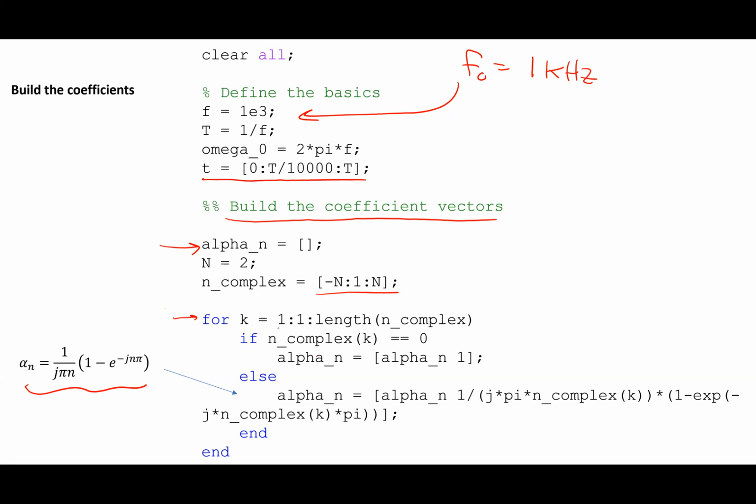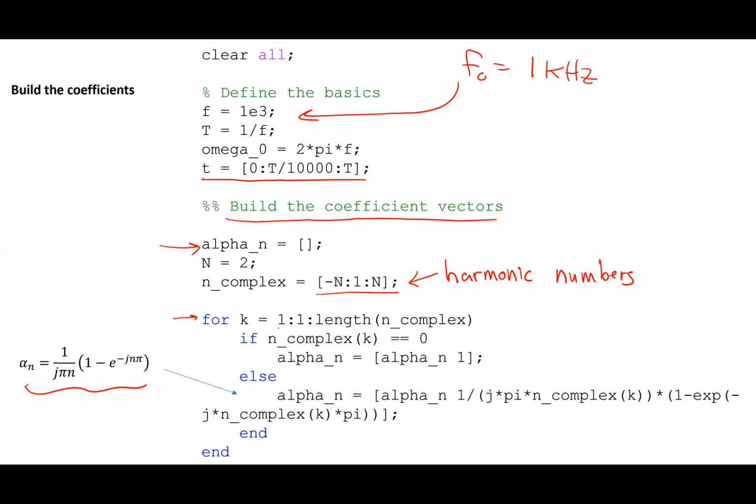And notice I've got an if statement in here. Why do I have if n complex of k is equal to 0? What is that if statement doing? Why did I put that there? Is that your DC term? That's my DC term. My n complex is basically the harmonic number. So these are the harmonic numbers. When n equals 0, that's the DC term.